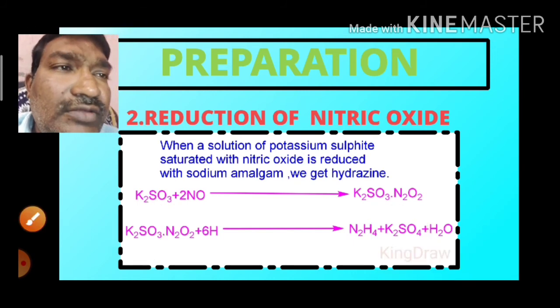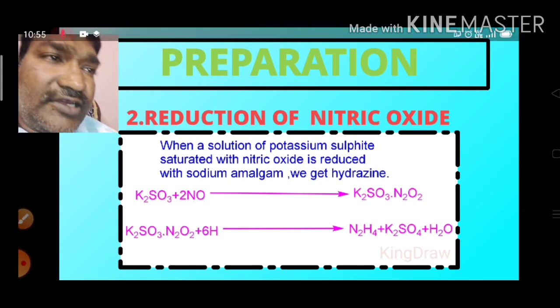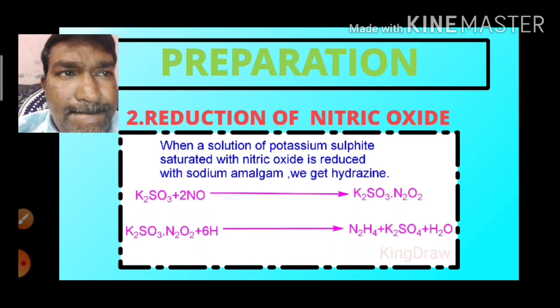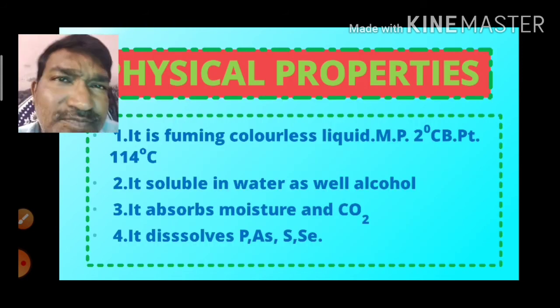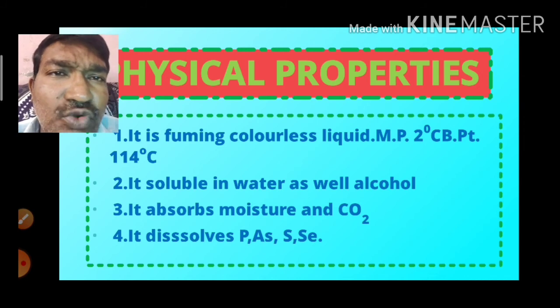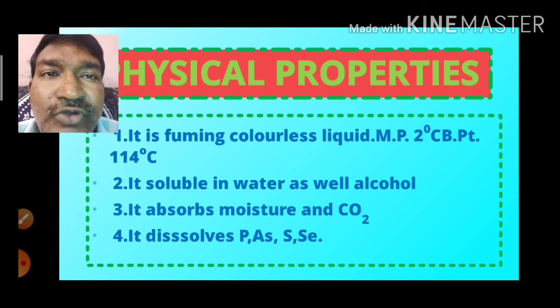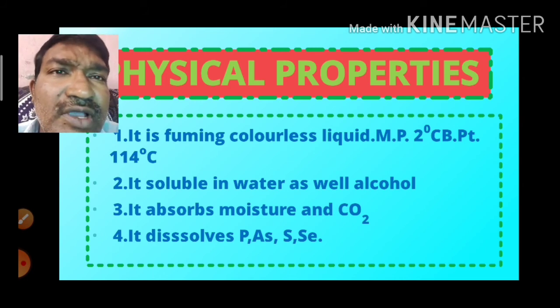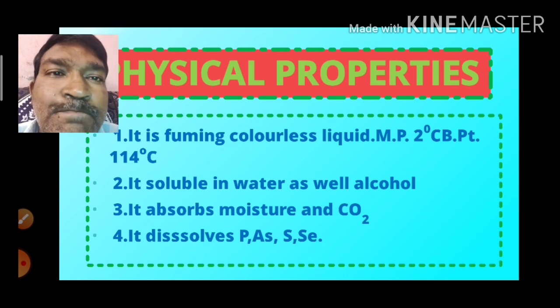Next, we go for the properties of hydroxylamine. First of all, we go for the physical properties. Physical properties are not so important, but anyhow, we go once through them. It is a fuming colorless liquid. Hydroxylamine is a liquid like ammonia, and its boiling point is very high, only 114 degrees centigrade.